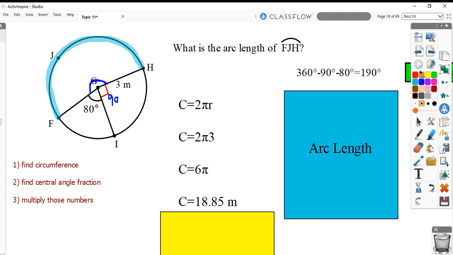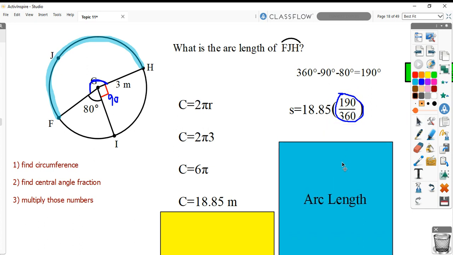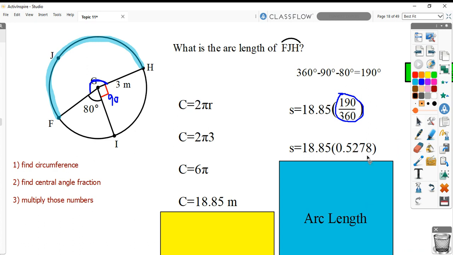That right there would give us the total of our angle, the one that I marked off right here, 190 degrees. That would be this angle right here is represented 190 degrees. So step number 2, finding your central angle fraction, is this piece of it right here. This piece of the formula, 190 out of 360, gives us 0.5278 approximately.